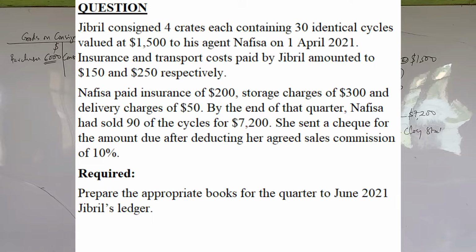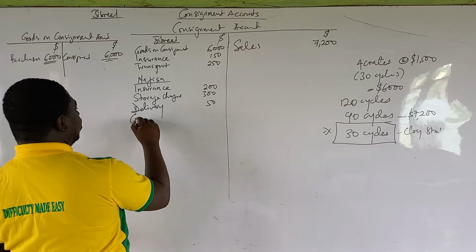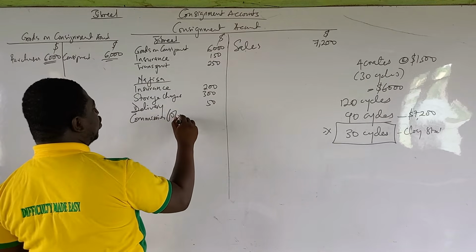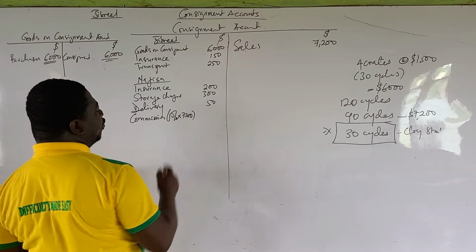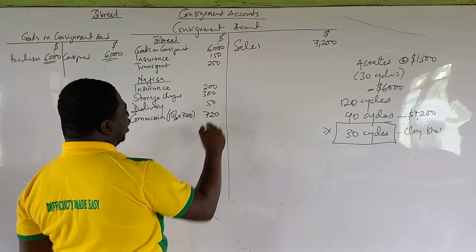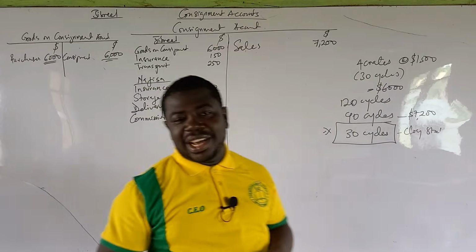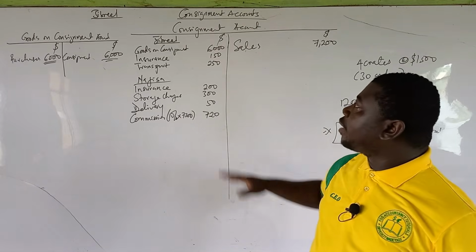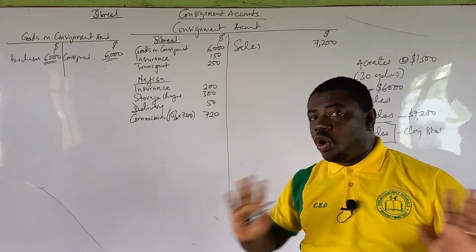So we've treated that already. She sent a check for the amount due after deducting her agreed sales commission of 10%. So the last expense is the commission, the sales commission of 10%, and it's 10% on the sales. In this very scenario, the sale figure is 7,200. So 10% will become 720. So ladies and gentlemen, this is how to go about the consignment account from what we know already.